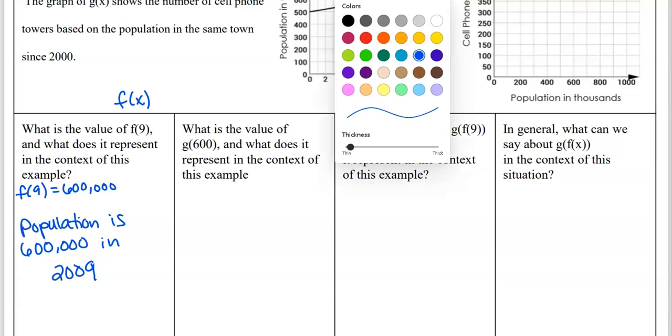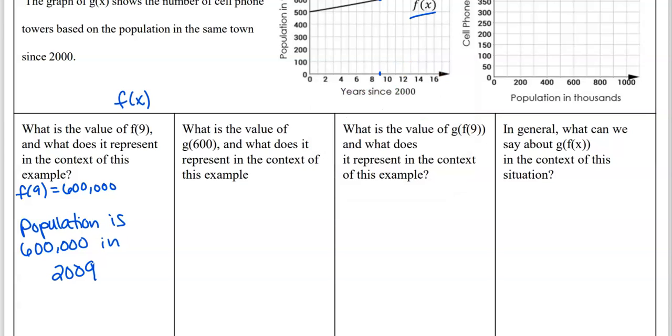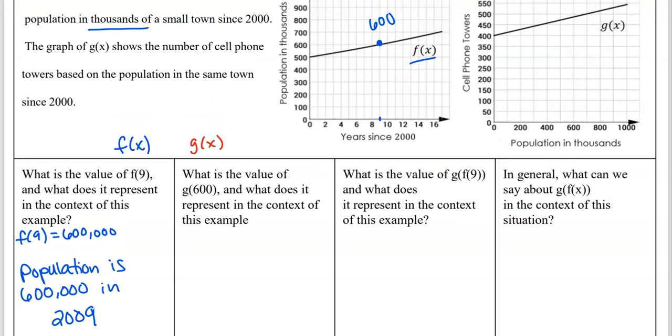Beautiful. All right, next question. We are going to go to our G graph. What is the value of G of 600 and what does it represent in the context of the example? So they took G of X, it became G of 600, so we have replaced the X value, thank you. So here is where X is 600. Where does that fall on our function? About 490? Is that okay? We all agree with 490? Sounds good. So G of 600 equals 490. So that's the value.